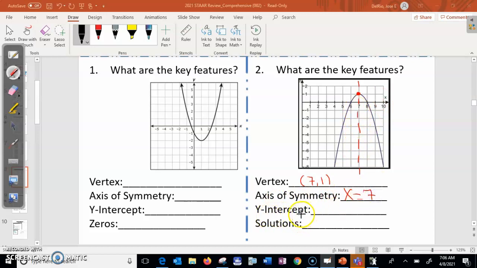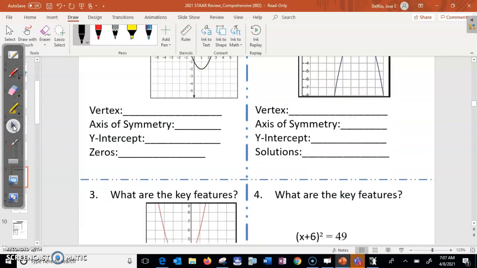Then comes the y-intercept. Guys, in this graph, did it even touch the y-axis? No, it did not. So you're just going to write none. Solutions. Now, if you were to look at your notebooks, I told you guys solutions are your x-intercepts. So if you look, it touches at the x-axis right here and here. So my answers are 6 and 8. Finish. All right, guys, let me look at what else is going to be asked of you.